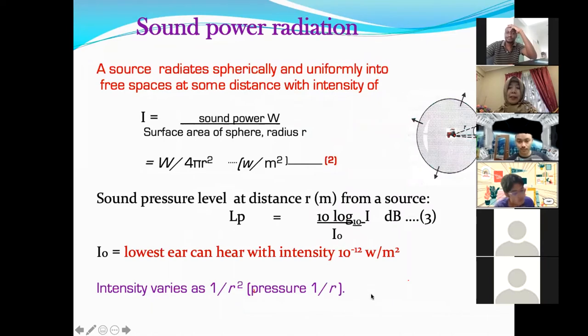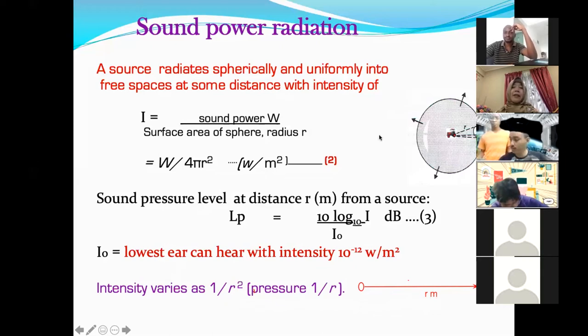Let's say we have the machine here. This machine will produce sound and propagate to R meter. We assume that the noise source will propagate spherically, membulat macam tu. Spherical like this, like I show here. Okay, this is the source. It will propagate spherically.